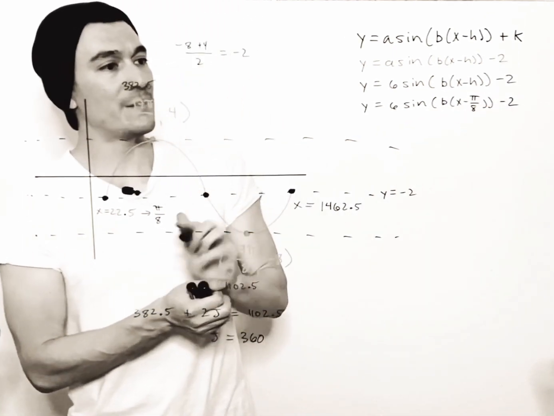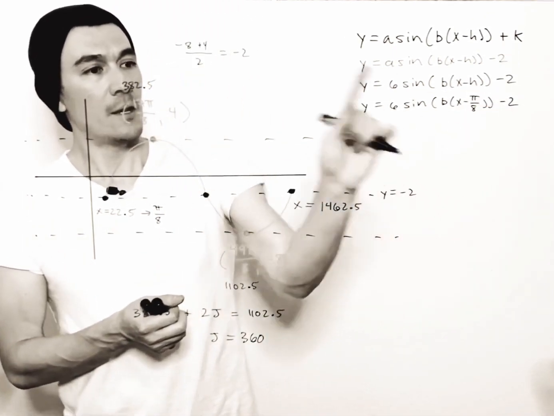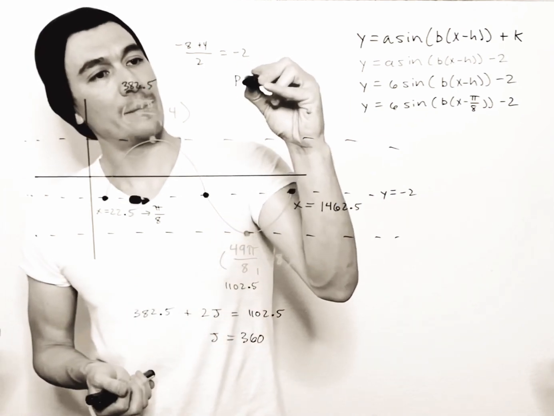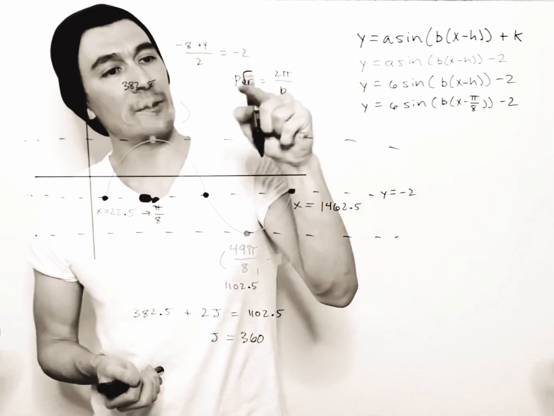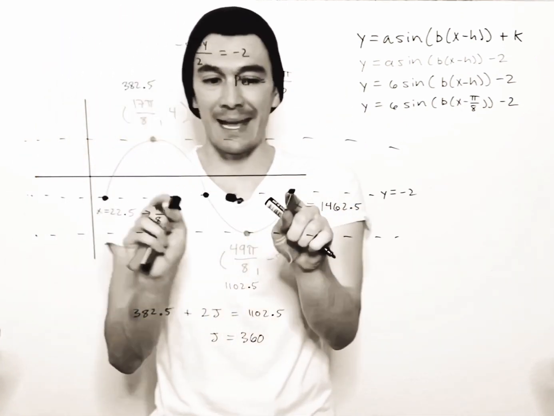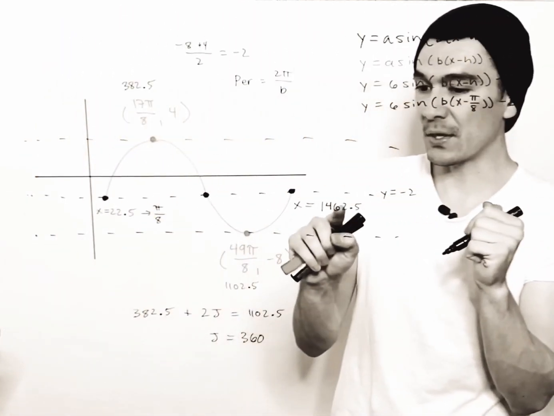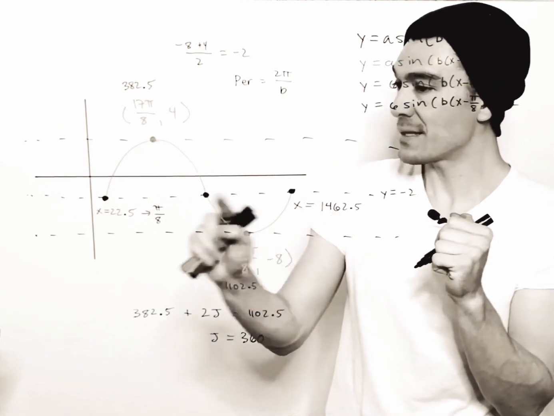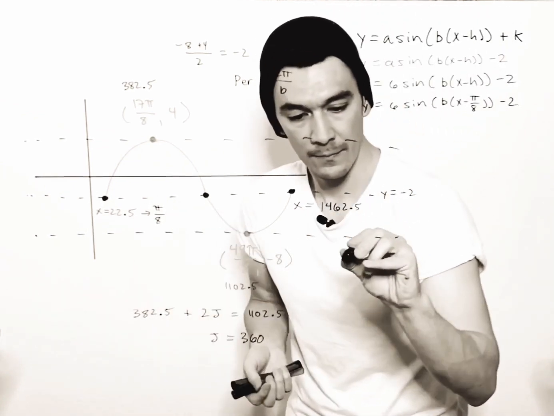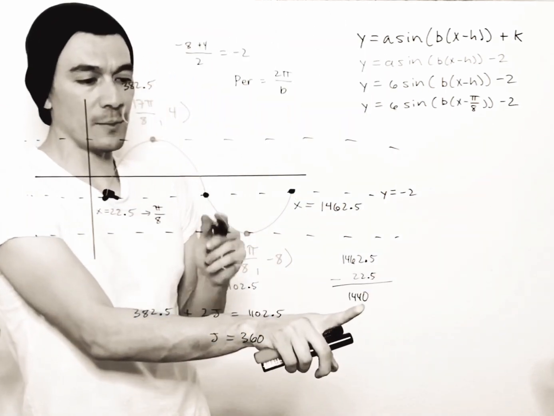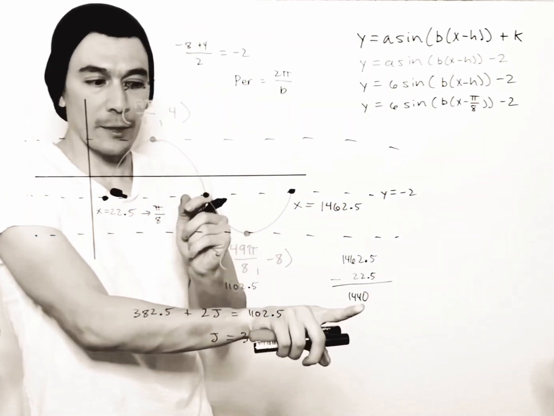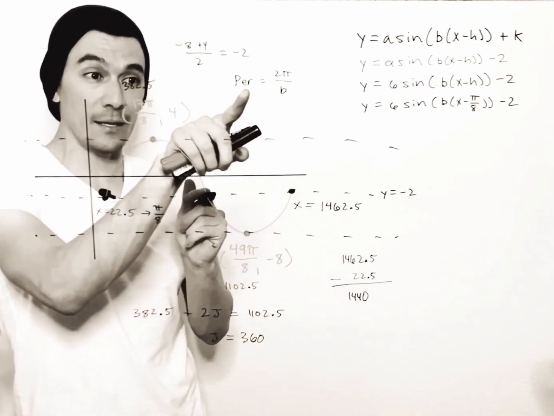All that's left to find is the value of b. Recall the following, that period equals 2 pi over b, where period is the gap between beginning and end. So let's go the last minus the first. So this 1440 is what we call the period, which you can drag and drop right here.